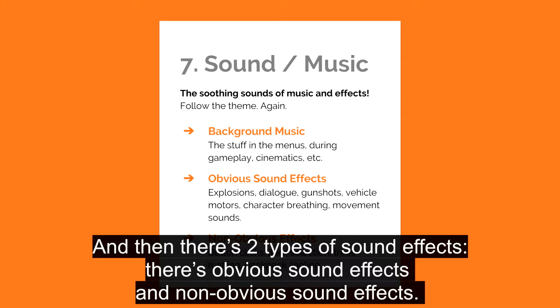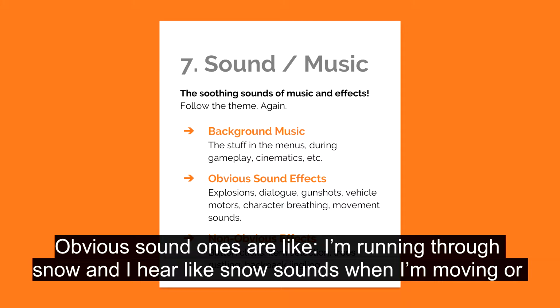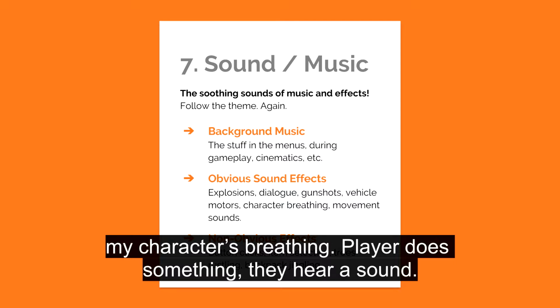And then there's two types of sound effects. So there's obvious sound effects and non-obvious sound effects. Obvious ones are like, I'm running through snow and I hear snow sounds when I'm moving, or my character's breathing. The player does something, they hear a sound.